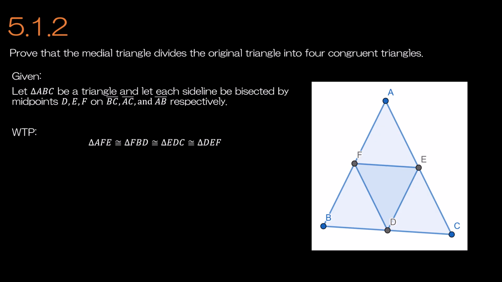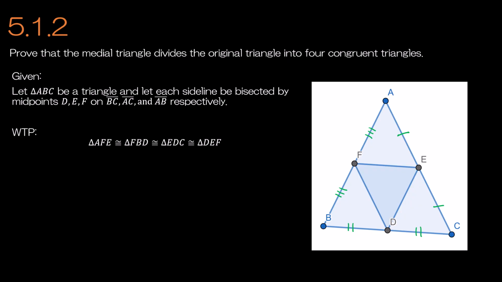So we are given triangle ABC, which is our original triangle, and we're going to let each side line be bisected by midpoints D, E, F on AB, AC, and AB respectively. So of course, that gives us that AE is congruent to EC, that CD is congruent to DB, and that FB is congruent to FA, again by the midpoint theorem or definition of a midpoint.